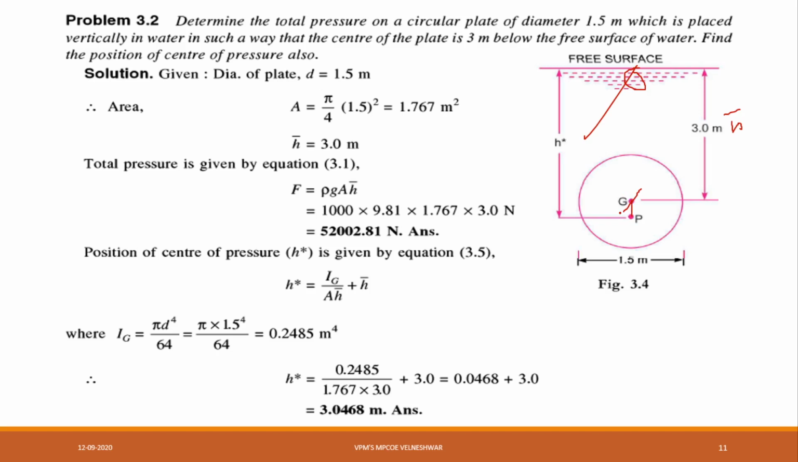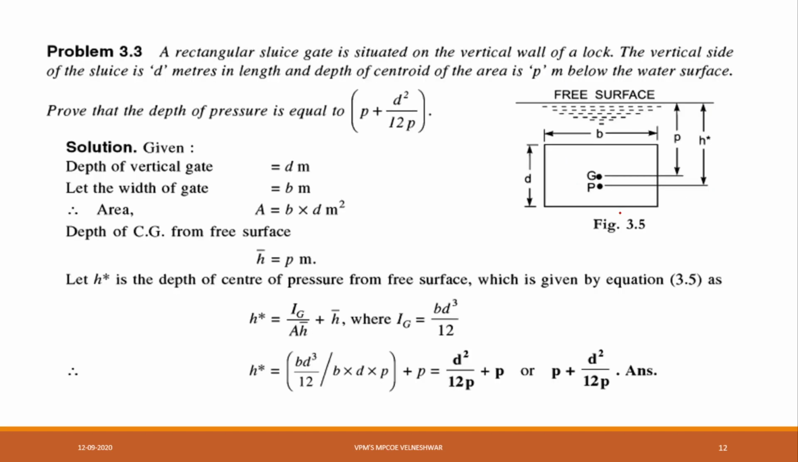Okay, this is the pressure location. Now one more sum we will see. A rectangular sluice gate is situated on the vertical wall of a lock. This is a rectangular sluice gate, situated in a vertical wall, located at some distance. The vertical side of the sluice is d meters, and the depth of the centroid of the area is p meter below the free surface. So here he has given the d value and b value. Up to the centroid it is p, and up to the center of pressure it is h star.